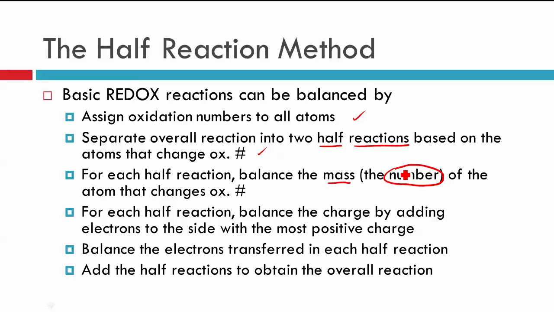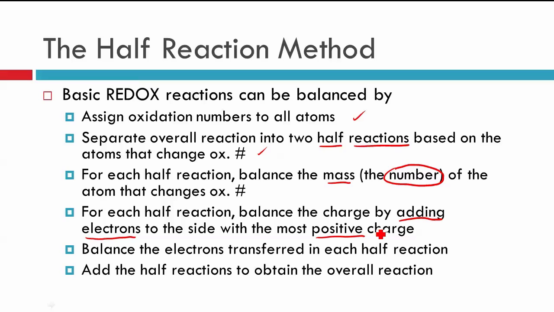Once we're finished with that, we're going to do a similar thing. We're going to now balance the charge in each half reaction. So we have to do this twice by adding electrons, and this is going to be the key. By adding electrons to the side with the most positive charge. Most positive doesn't necessarily mean that it is positive. It just means that it's the most positive of the two sides. So if we have a -2 side and a -4 side, the -2 is actually more positive than the -4 side.